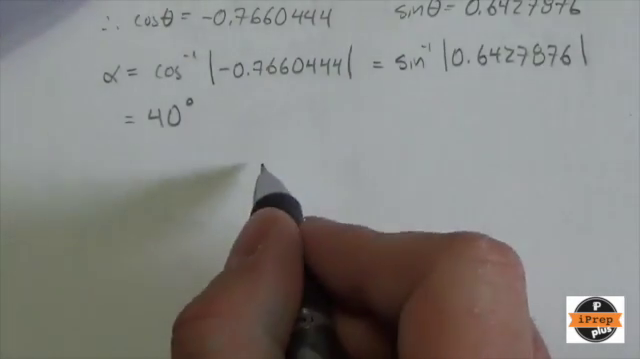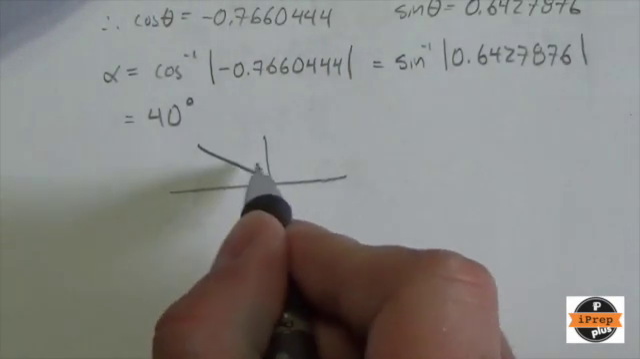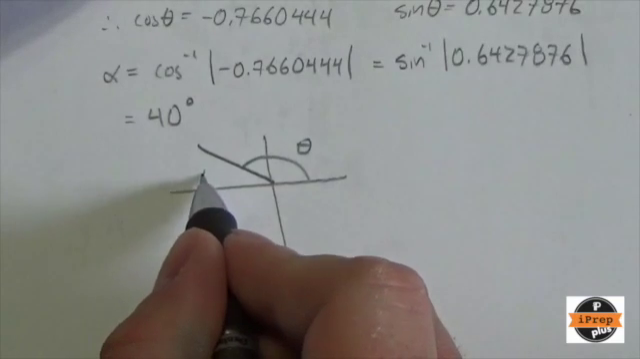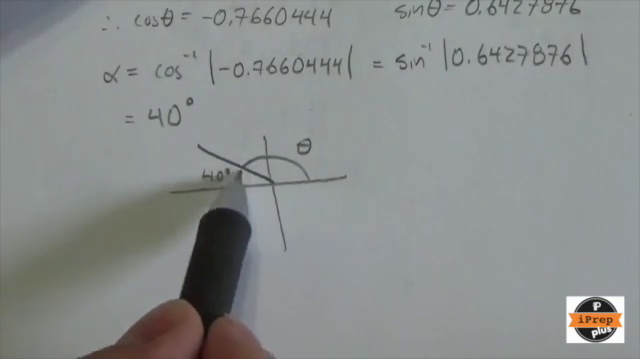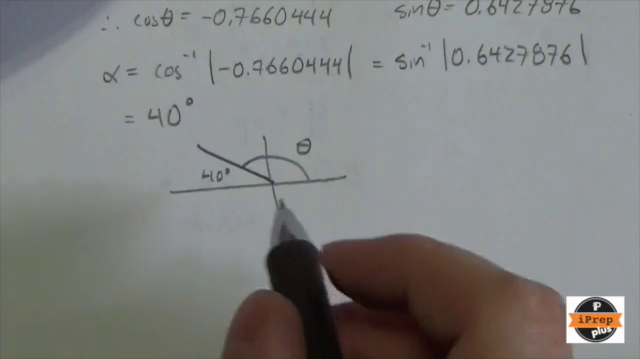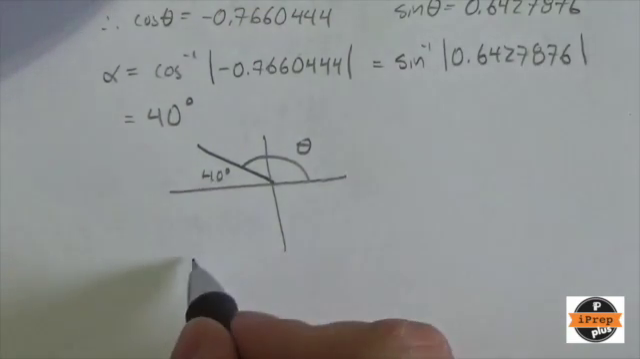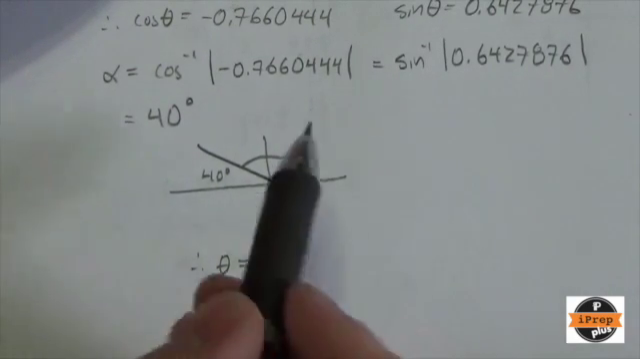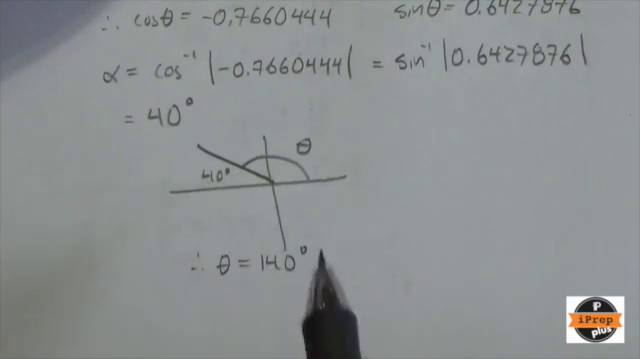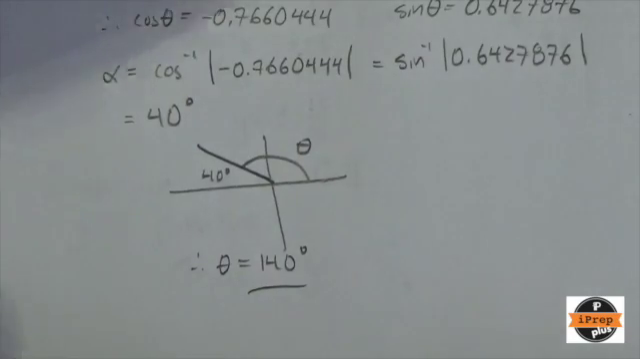So in quadrant 2, here's our angle. We know now that this is going to be 40 degrees. And let's just think about that. What angle would I need to put here to get me an angle of 40 degrees? Well, theta has to be 140 degrees so that the sum of those two is 180. That's the angle that we're looking for.